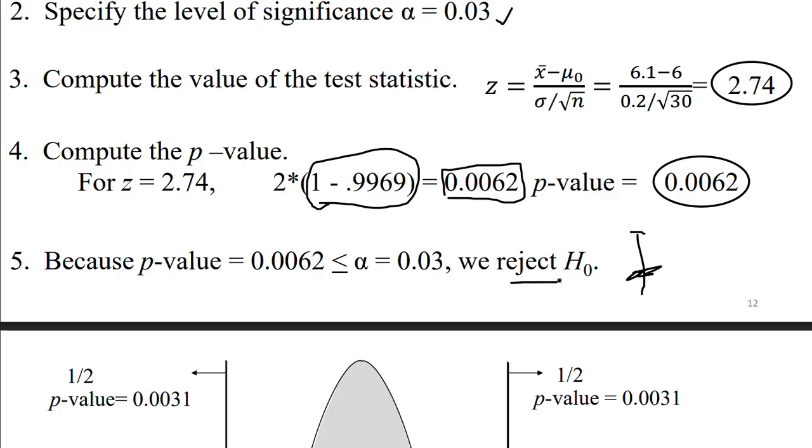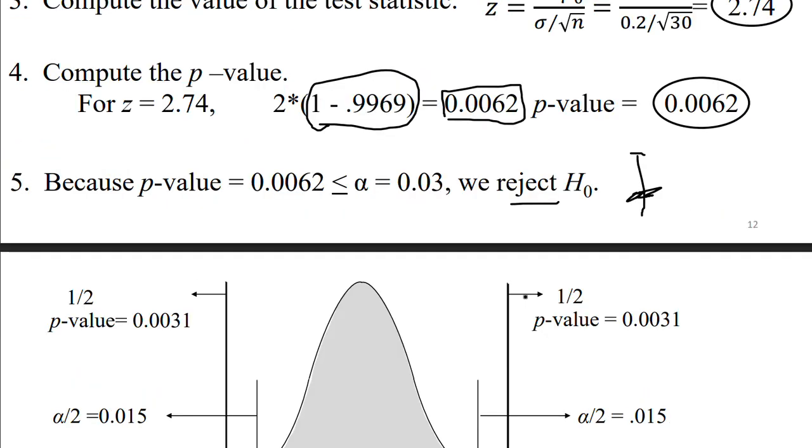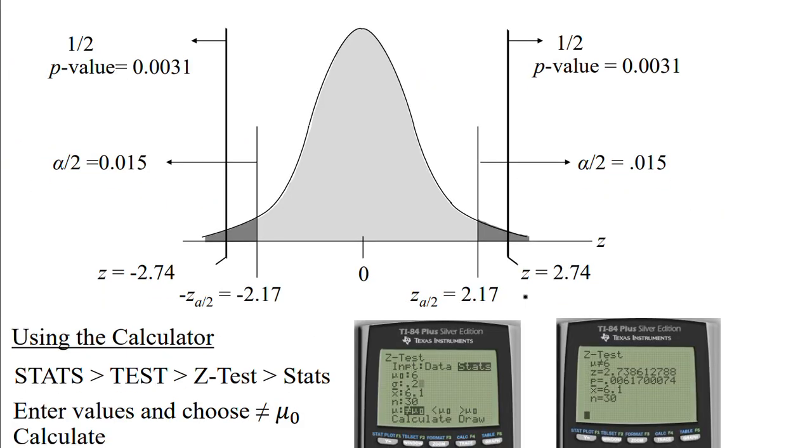Very important. You need to understand when we reject the null hypothesis. We reject the null hypothesis when the p-value is less than the significance level. In our example, the p-value is 0.0062, way less than the significance level of 0.03. Therefore, we reject the null hypothesis. Let's illustrate that on the curve here.